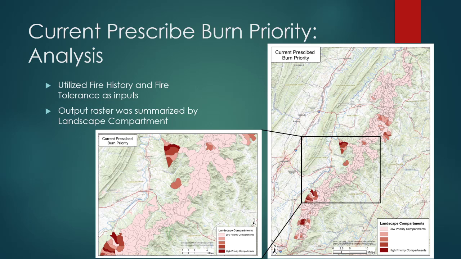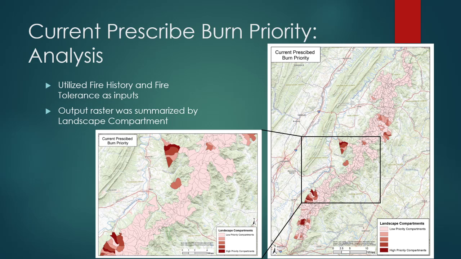Areas that were burned less than 5 years ago were prioritized as a 1 since they have recently burned and have not yet reached the reburn window time. The fire tolerance layer was prioritized so that the highest tolerance vegetation communities were given a priority of 9 and the lowest tolerance a priority of 1.